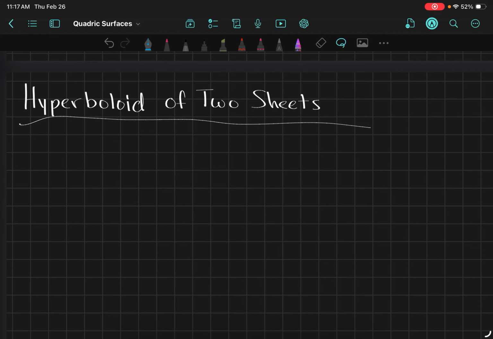Today we're going to be going over the hyperboloid of two sheets. This is the fifth video in our quadric surface unit. We are going to go ahead and explain what a quadric surface is again. A quadric surface is essentially a graph of a quadratic in three variables, x, y, and z. And our strategy for graphing these quadric surfaces is plotting intercepts, plotting traces, and completing the picture from there.